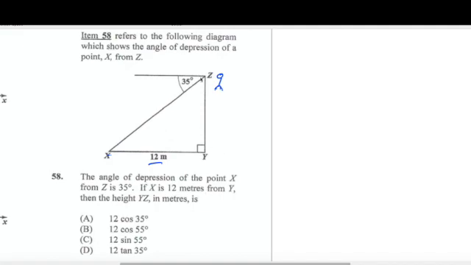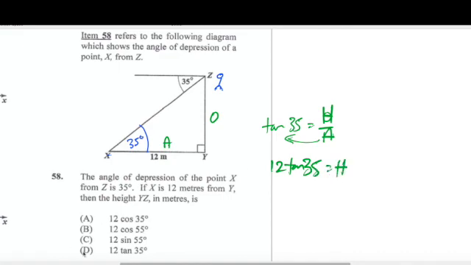Well, if this is 35 degrees, then this will be 35 degrees because this eye level here and this will be parallel, and so we have 35 degrees in there. And we see we're dealing with a trigonometry question, so that means that this will be the adjacent and this will be the opposite. So tan of 35 is the opposite over the adjacent. The opposite being the height, so we have to cross-multiply. So the adjacent, which is 12 tan 35, will give us the height, and that is D.